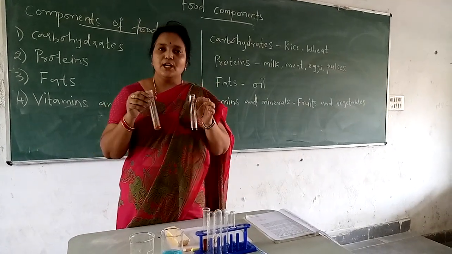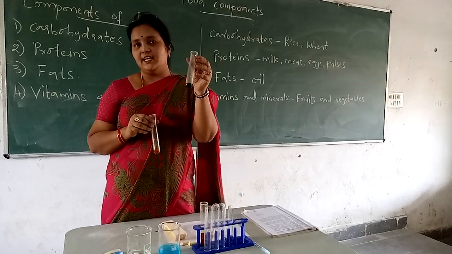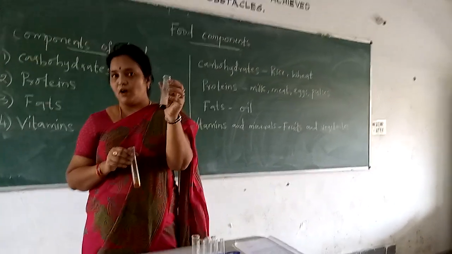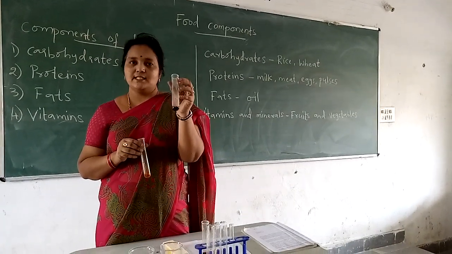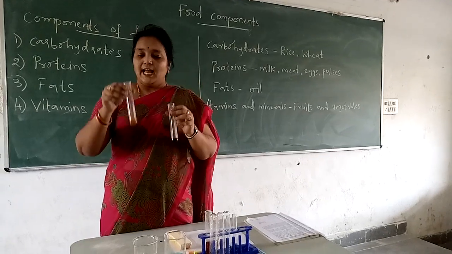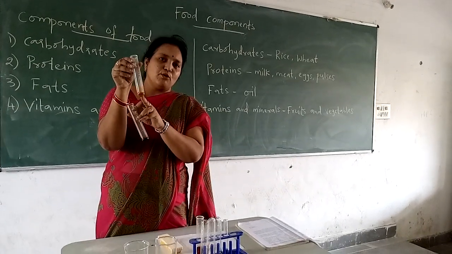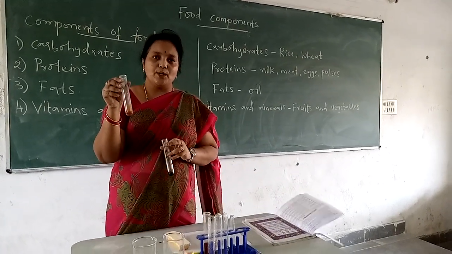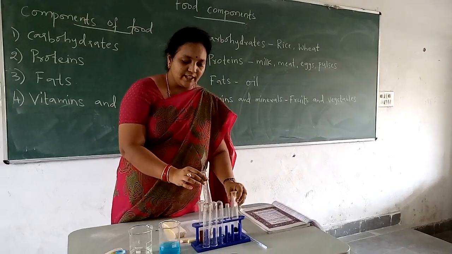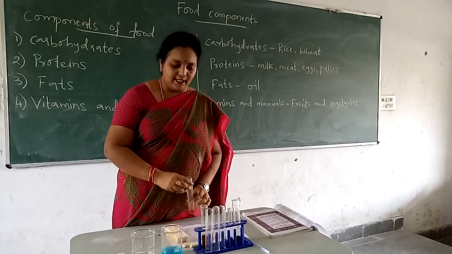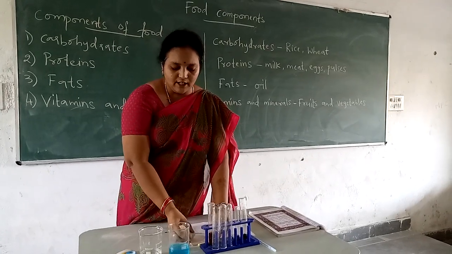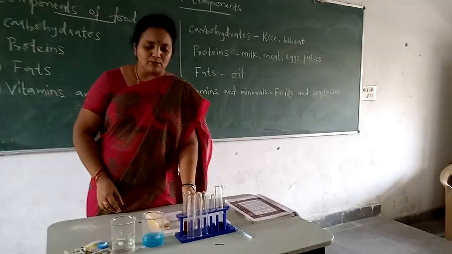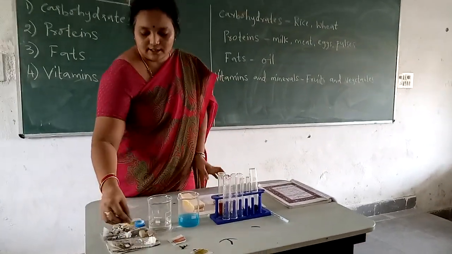So the conclusion of this experiment is, if the color of the food item changes from light brown to dark brown or dark blue, that food item consists of carbohydrates. And in the case of milk, there is no change in the color. That means this food item does not contain carbohydrates. So how can we decide whether it has carbohydrates or not? By seeing the change in the color of the food item. From which color to which color? From light brown to dark brown, or to dark blue.